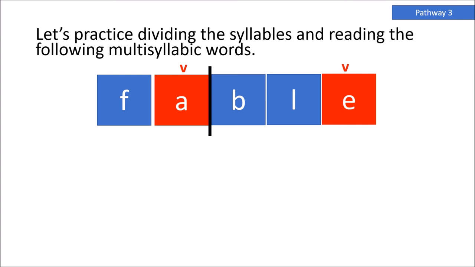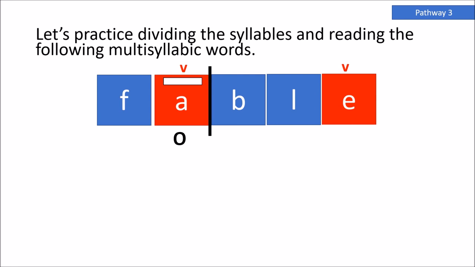After we do this, we want to identify what that first syllable is. And so if the first syllable ends in a vowel, what kind of syllable would that be? If you said open, you are correct. What kind of vowel sound would that vowel in the first syllable make? If you said the long vowel sound, you are correct. So how would we read this first syllable? If you said fay, you are correct.